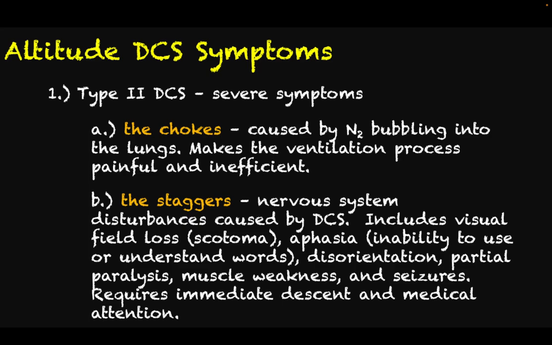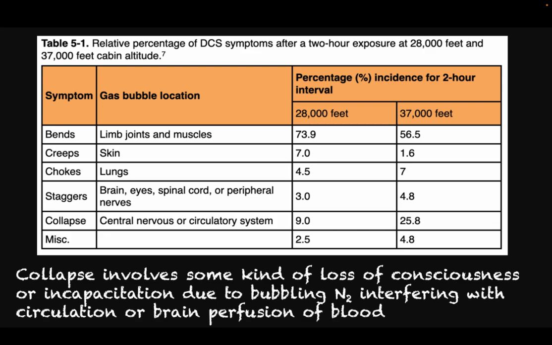So the staggers and the chokes both definitely require immediate descent in altitude and immediate medical attention. This table from your textbook will show you the different types of DCS symptoms. Again, the bends and the creeps are type 1, the chokes and the staggers are type 2. You can see the percentage of incidence for a person on a 2-hour flight at a variety of different altitudes.